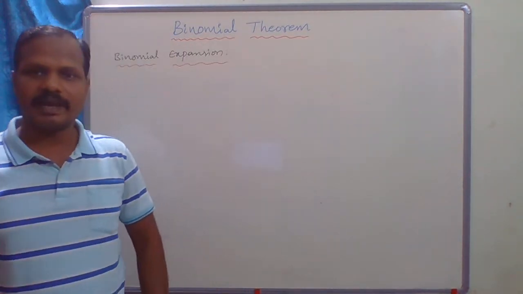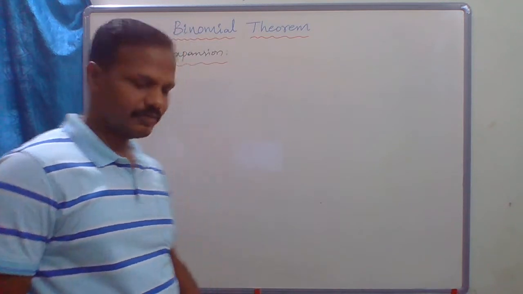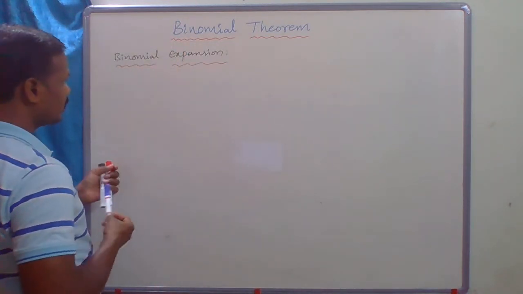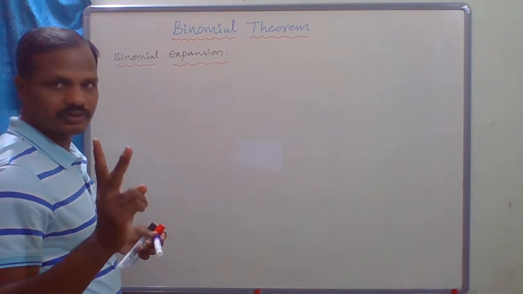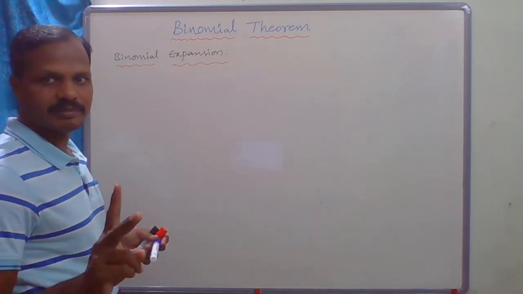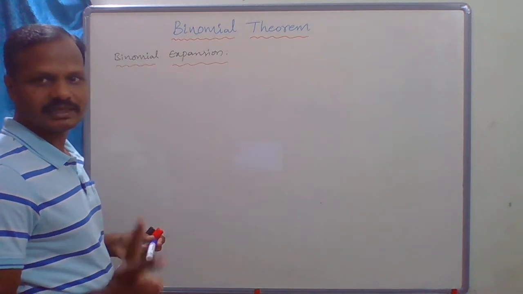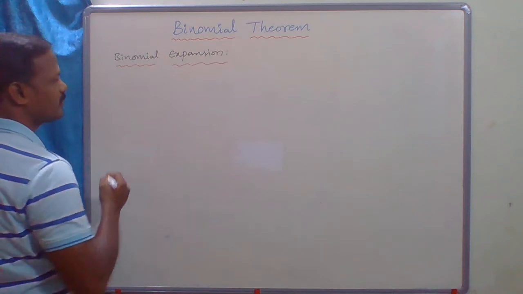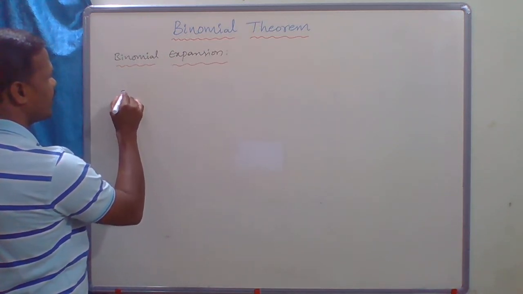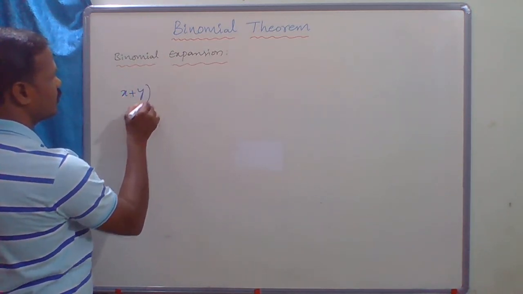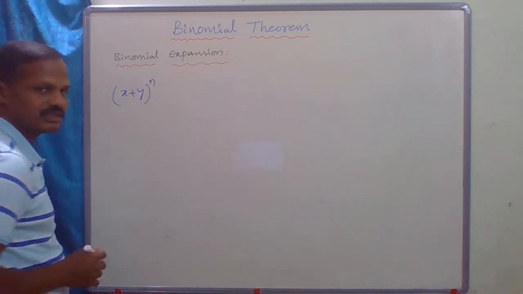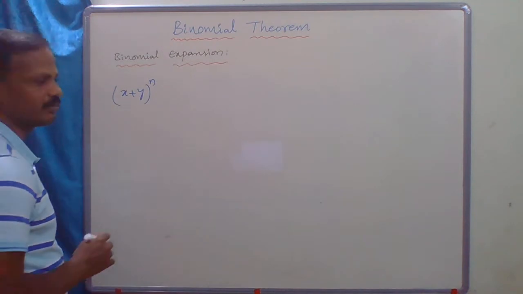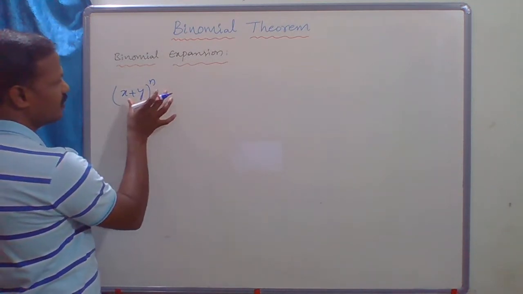Okay. So binomial expansion. Binomial means you have to take two dissimilar terms which are connected by plus or minus. Suppose I am taking (x + y) whole power n, where n belongs to the natural numbers.